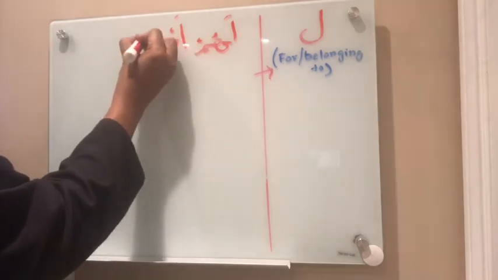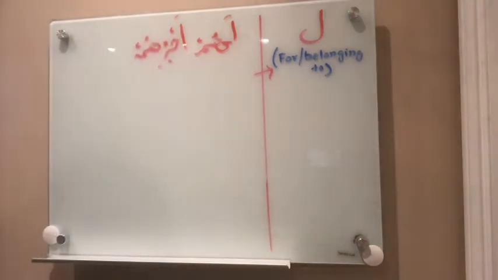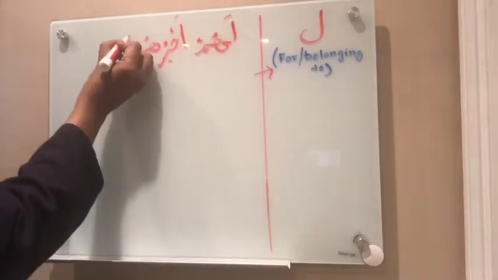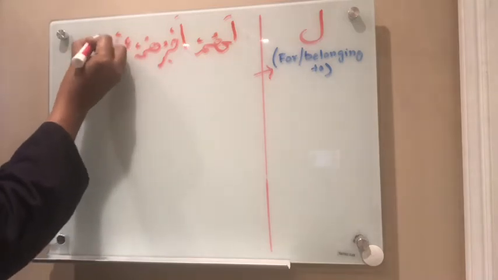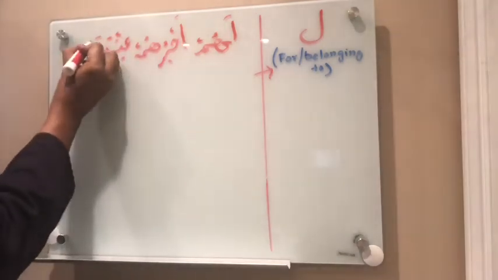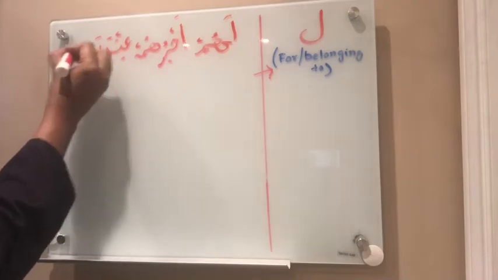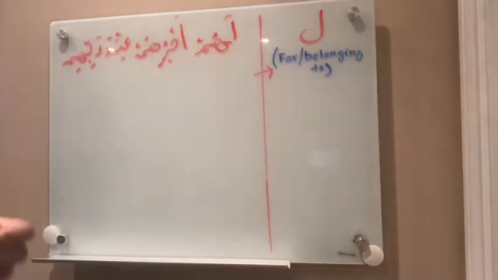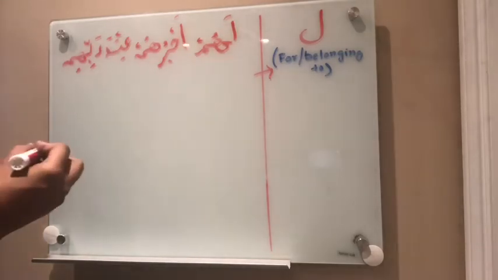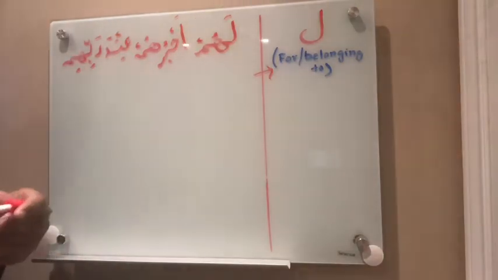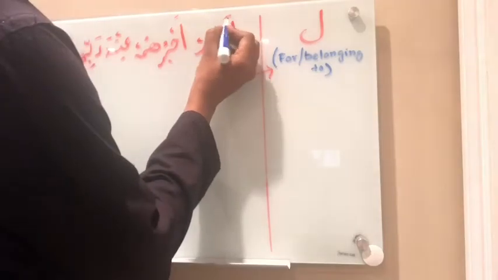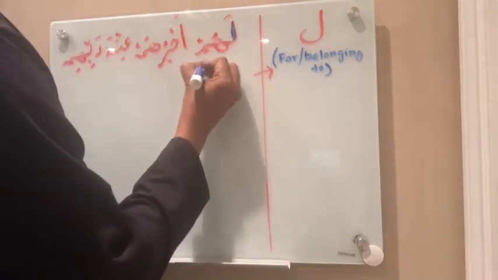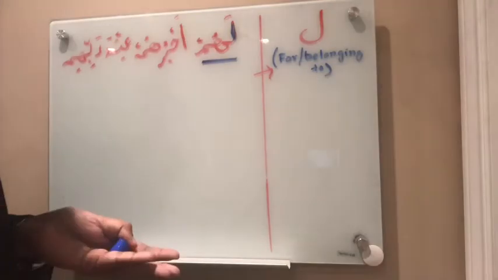ajruhum inda rabbihim. Lahum ajruhum inda rabbihim, Suratul Baqarah. It is Suratul Baqarah. Let's analyze this quickly here. Any guesses? This lam. Let's analyze just this word here for now. Lahum. We should be able to understand.